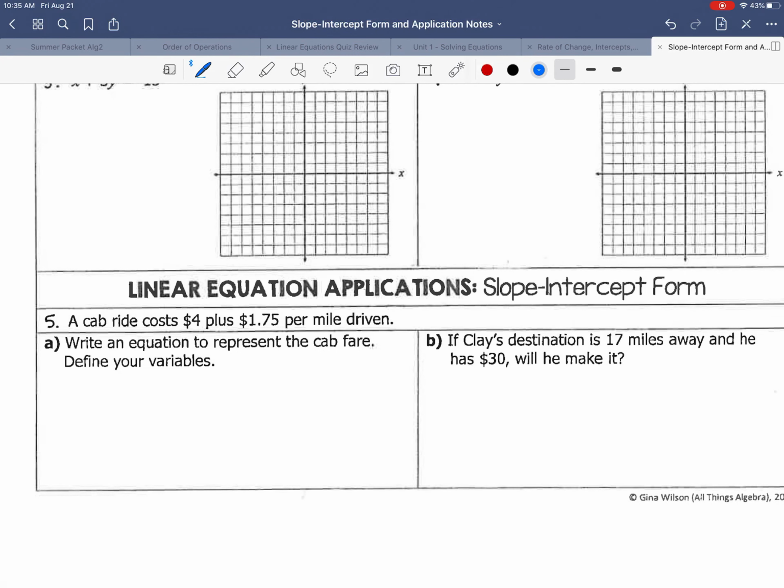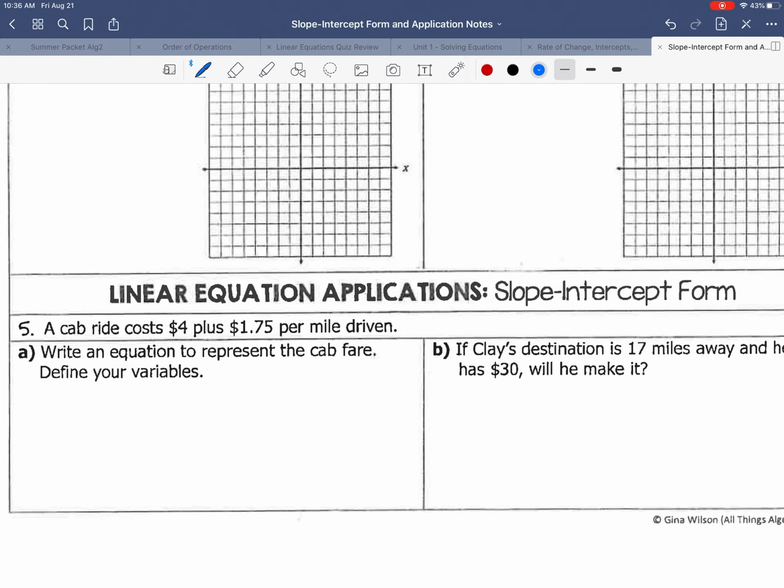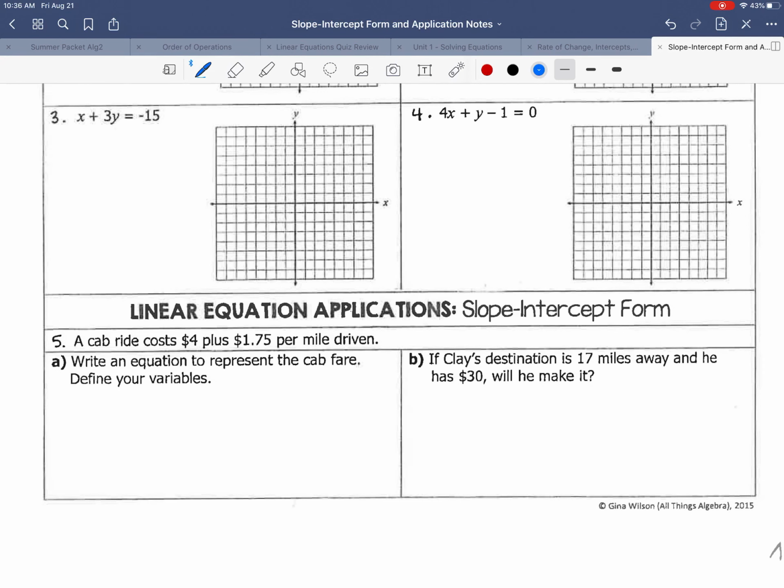Hey class, so for this section of notes, we're going to start off on the applications for slope-intercept form. In other words, the word problems and how we can use that format to write them. Before I get into this, I just want to mention that you don't always have to write them with X and Y as we did in the last lesson. Like you can have other letters.